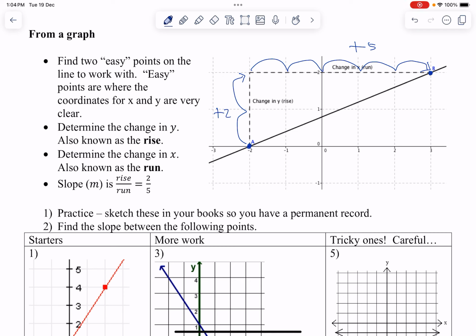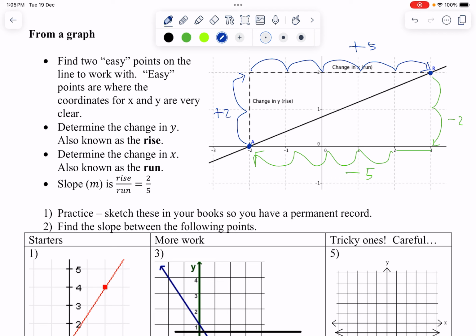Okay? If you want to go from B to A, doesn't really matter. It's also possible. But then you have to be consistent as well again. From B to A, rise means I have to go down. So this is -2. And then afterwards, I have to go to the left. 1, 2, 3, 4, 5. So to the left, -5.